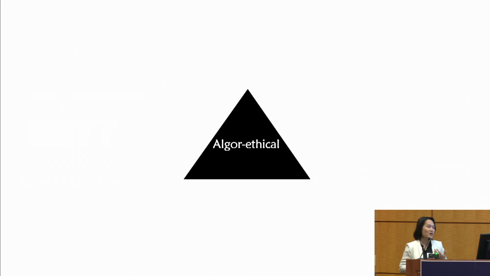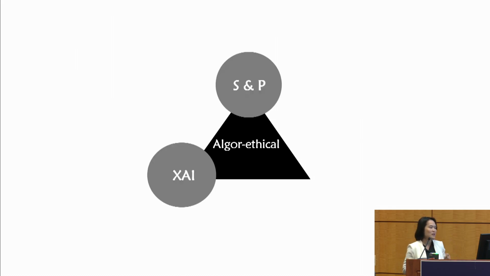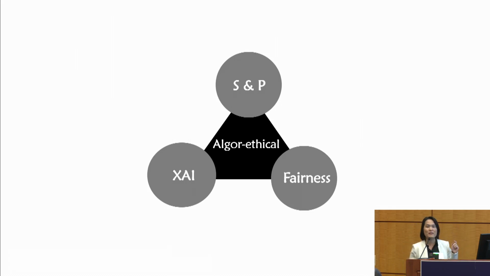So for us, we call it ethical algo. When we design the machine learning algorithm, we focus on 3 areas: security and privacy, explainable AI, and fairness. These 3 try to address the 6 areas I mentioned earlier. When we talk about security and privacy, of course we protect the security and privacy area. We try to guarantee the reliability.